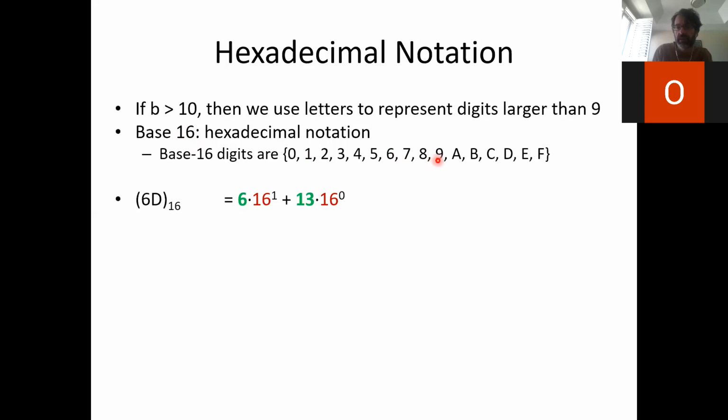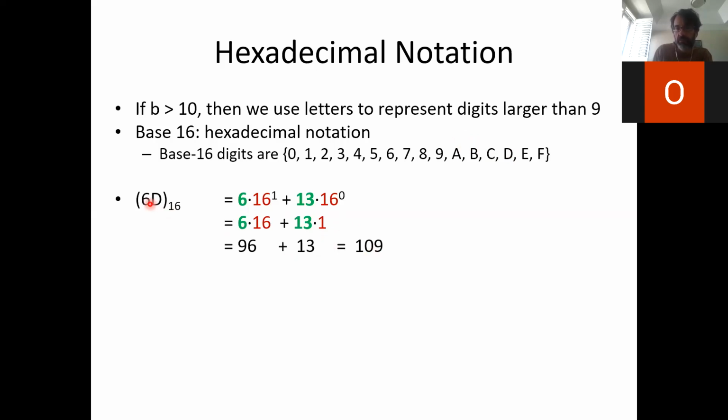So how many digits after 9 do I need? This is 10, 11, 12, 13, 14, 15. I need 6 more letters. And so, for example, the number 6D in hex is, okay, these are the coefficients next to 16 to the 0 power, that's this one, and 16 to the 1 power, that's this one. And the letter is read as a symbol designating a number; C designates 12, because it's 10, 11, 12, and D is 13, right? D is 13. Good. So then I compute this, and it's 109.